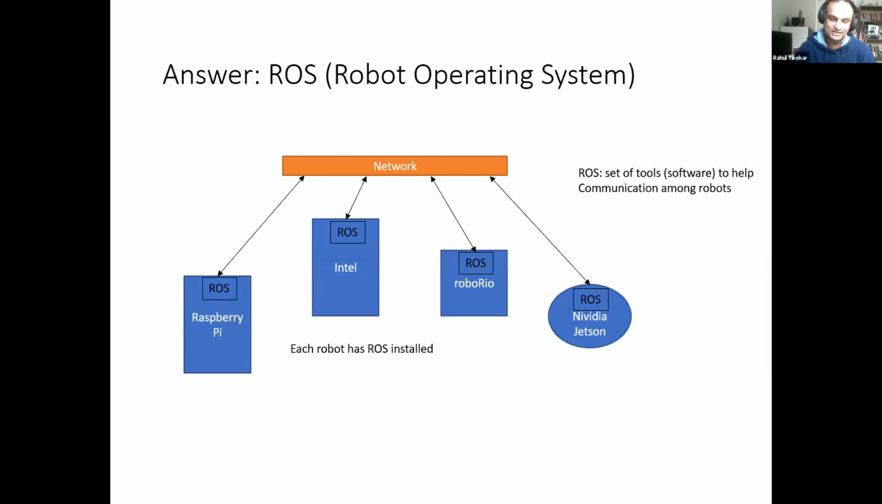So the answer to that is something called ROS, or the Robot Operating System. The Robot Operating System is a set of tools. So it's a set of software, multiple software put together and packaged into one entity called the Robot Operating System. So what you do is you take that software, Robot Operating System, and place it on each robot. And now you've got a common way of communicating with each other and implementing functions.